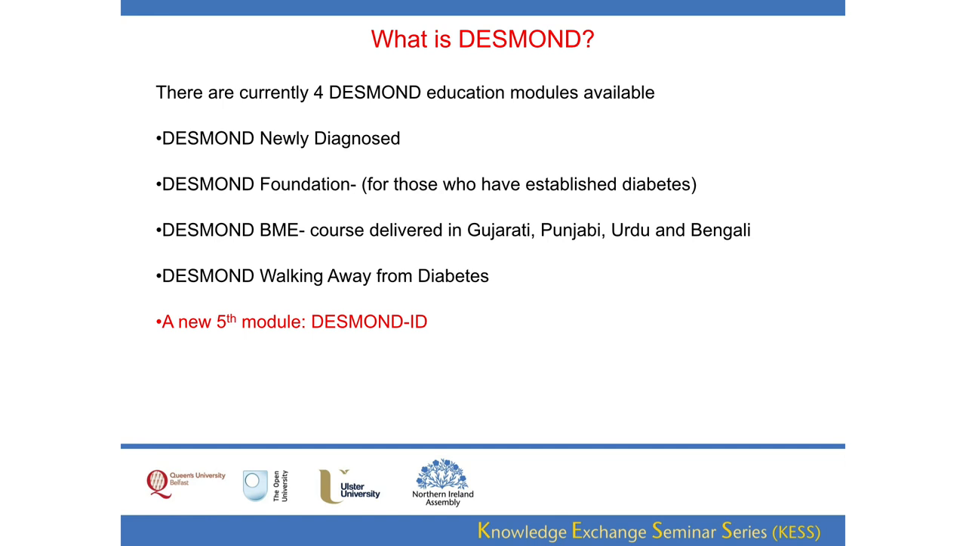There is the DESMOND Newly Diagnosed, and the DESMOND Foundation for those who already have established diabetes. There is a DESMOND for people with other languages, and then there's Walking Away for those who are at risk of diabetes. And then, hopefully, with the study that we're doing, there will be a new module called DESMOND-ID, DESMOND Intellectual Disability. We weren't very creative with our name.